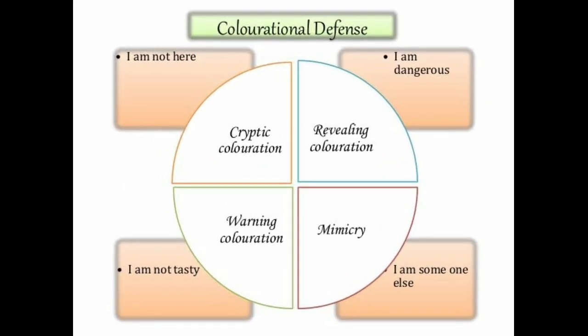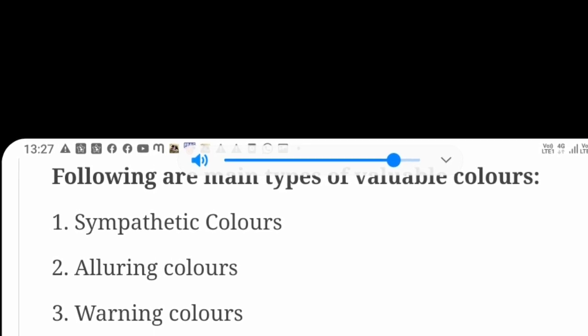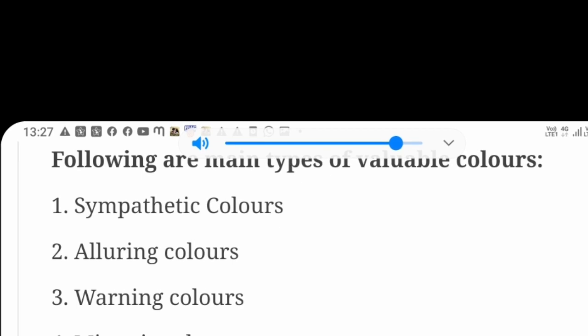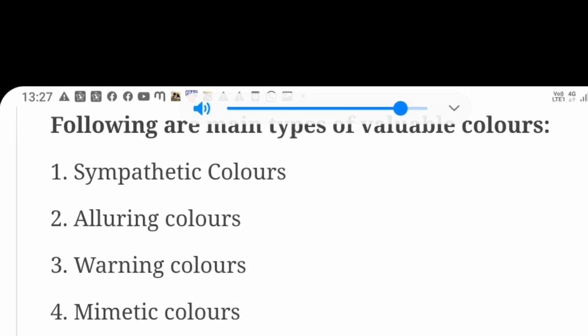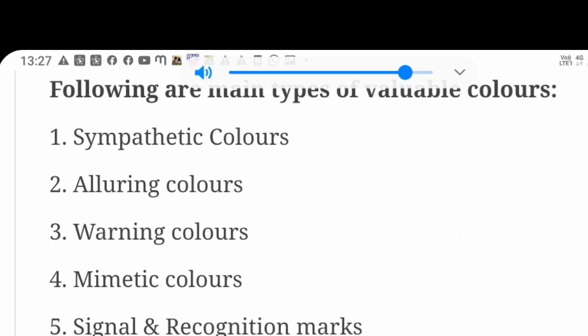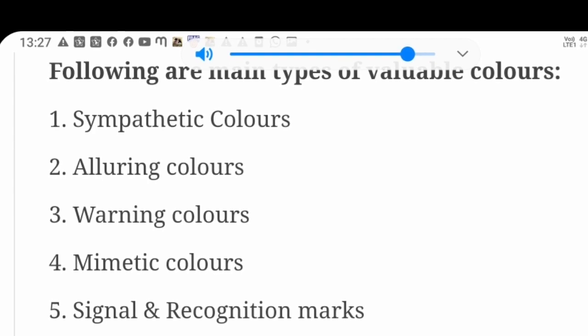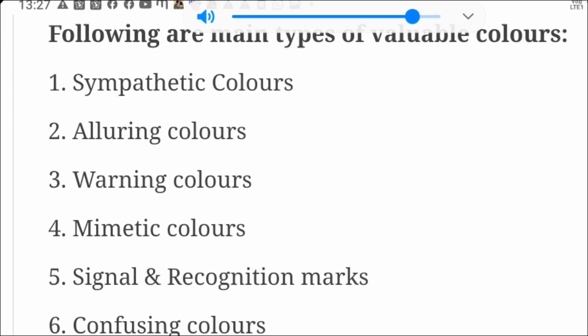Then you have to study colorations. One of the morphological characters of an animal is coloration. Animals living in the tropics show a wide range of colors. Coloration may be due to physical colors, that is the refraction of light rays on the body surface, or it may be due to chemical colorations, which is due to the presence of color pigments.